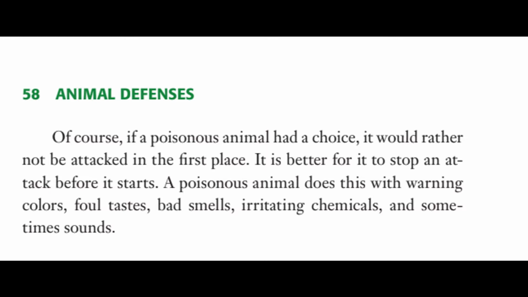Of course, if a poisonous animal had a choice, it would rather not be attacked in the first place. It is better for it to stop an attack before it starts. A poisonous animal does this with warning colors, foul tastes, bad smells, irritating chemicals, and sometimes sounds.